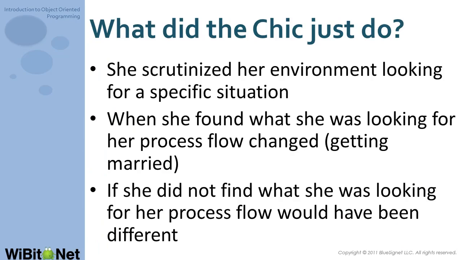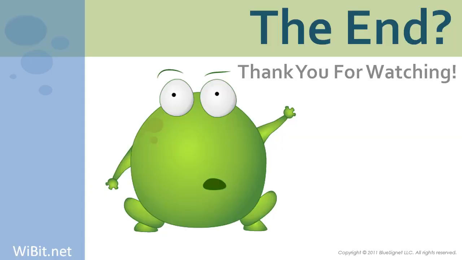Nice. So what happened in this situation was the chick scrutinized her environment by looking for a specific situation. The specific situation being, I want to have a blue frog that likes French fries. And when she found what she was looking for, I know what I want, that changed the process flow, because that influenced her decision to get married. If she did not find the blue frog that liked French fries, then that decision would not have been made, and something else would have happened. History changed forever. Exactly.